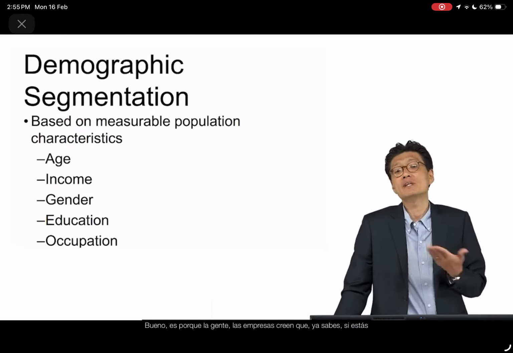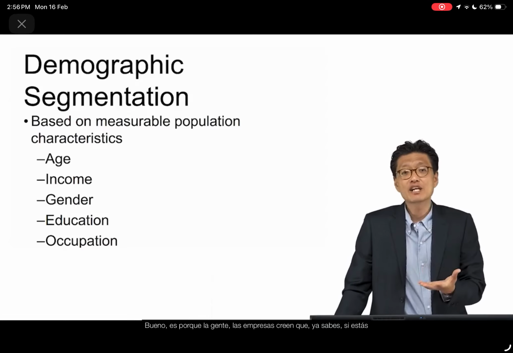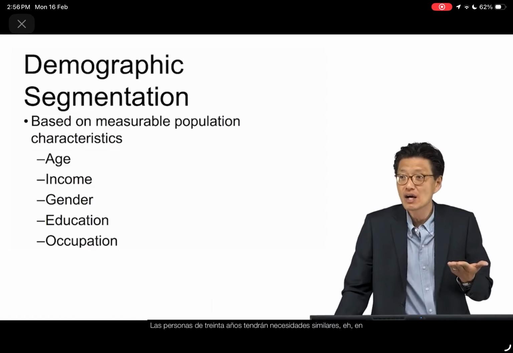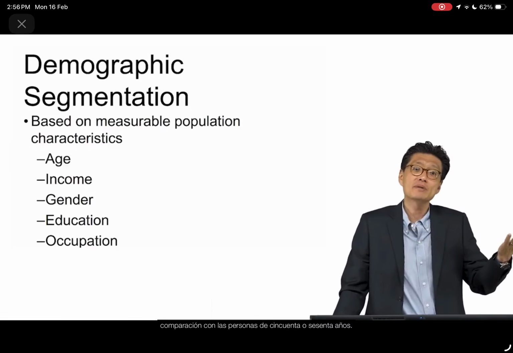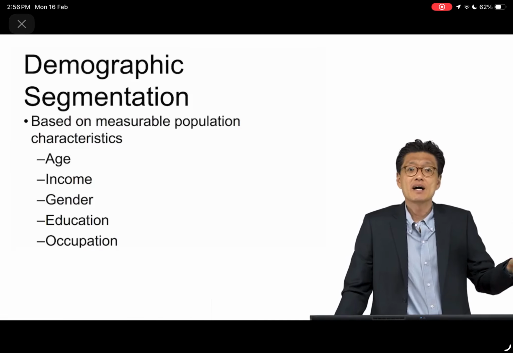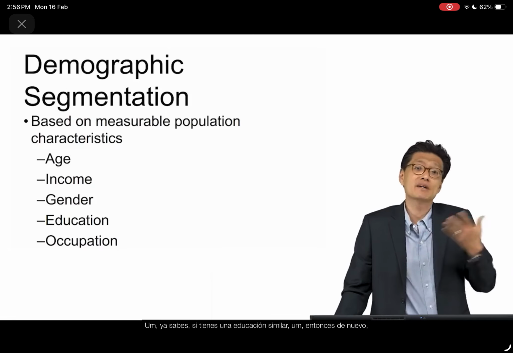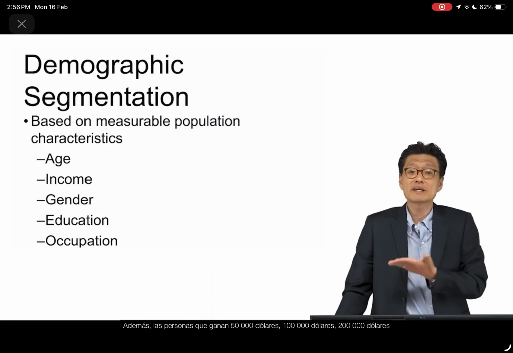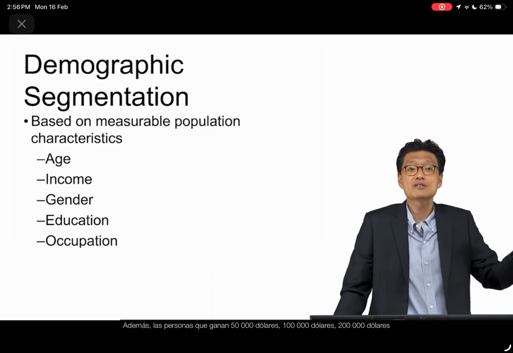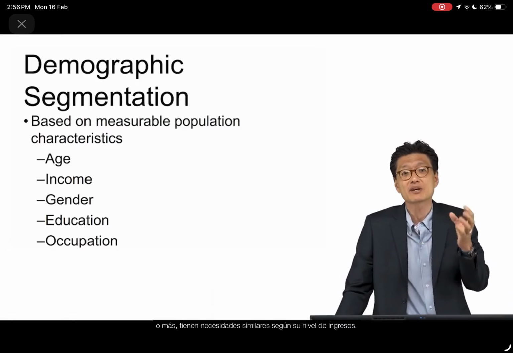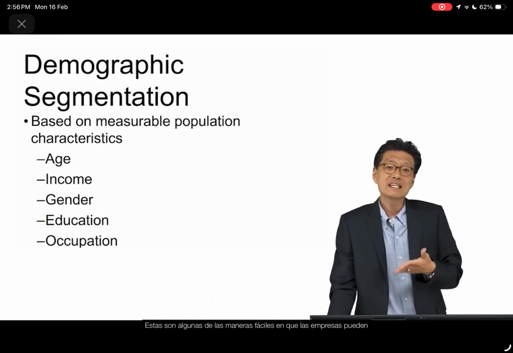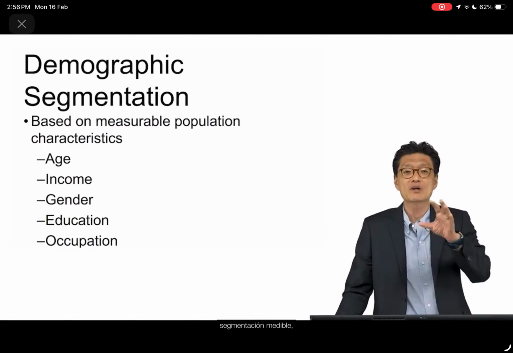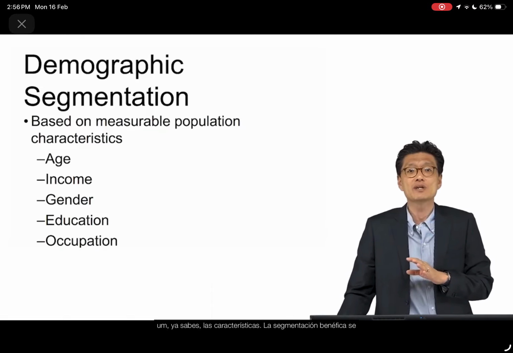Well, it's because companies believe that if you are in a similar age group, then you're going to react similarly. You're going to have similar needs. People in their 30s will have similar needs compared to people in their 50s or 60s. If you have similar education, then again, you'll have similar needs. Occupation, same story. Income, also: people who are making $50,000, $100,000, $200,000 or above have similar needs based on their income bracket. So these are some of the easy ways that companies can divide the market into different groups based on these measurable segmentation characteristics.